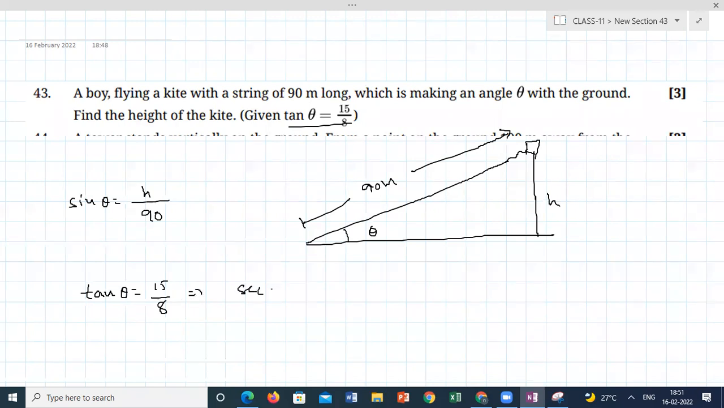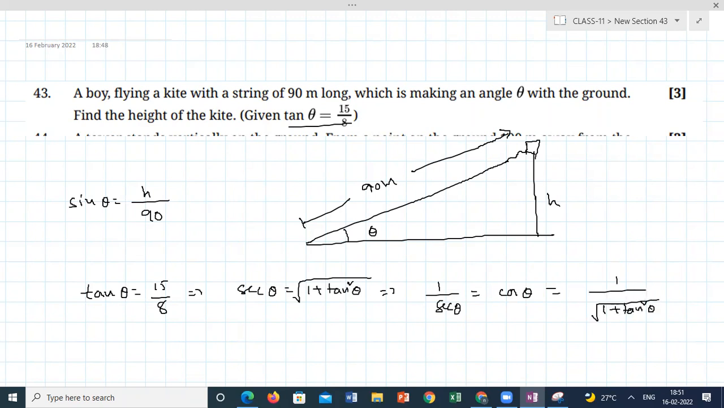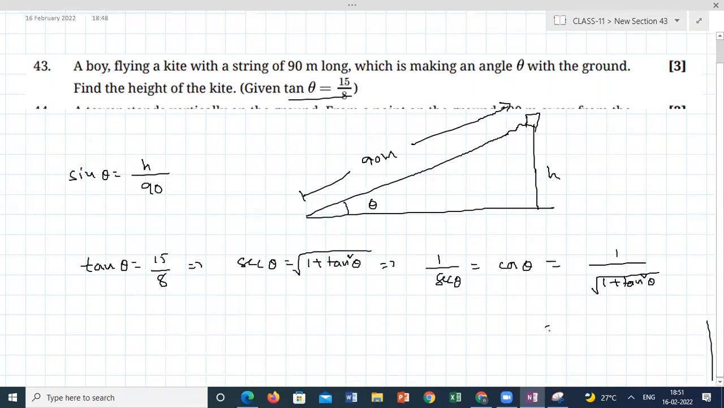How do we calculate the sine theta value from here, students? Secant theta is equal to the root of 1 plus tan square theta. So 1 by secant theta is equal to cos theta. That is the reciprocal. Cos theta is equal to 1 by root of 1 plus tan square theta. Once I get cos theta, it will be easy to calculate sine theta. So 1 by root of 1 plus 225 by 64.